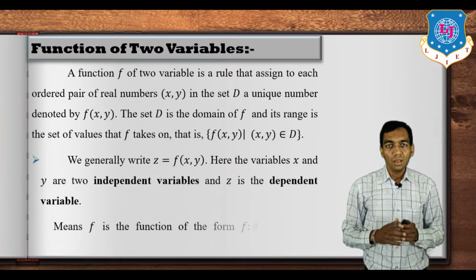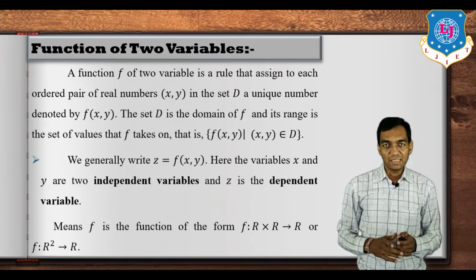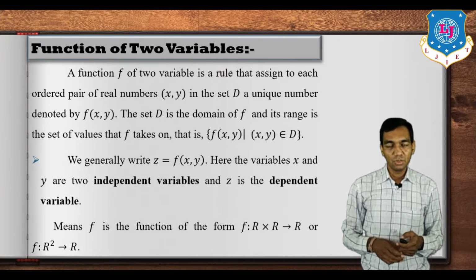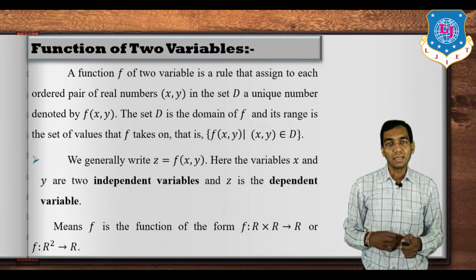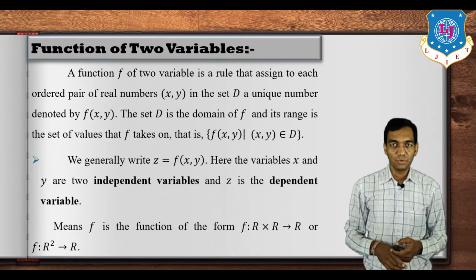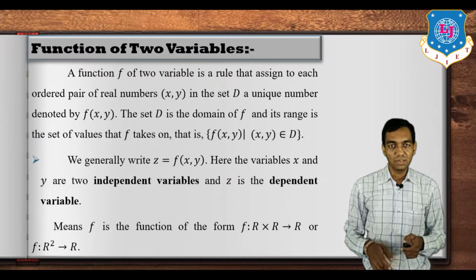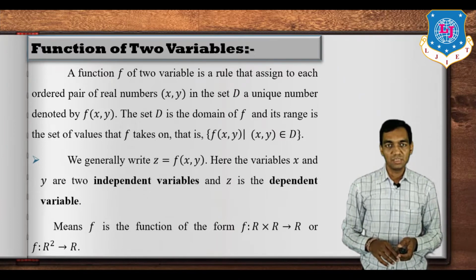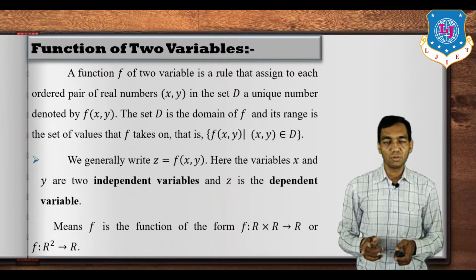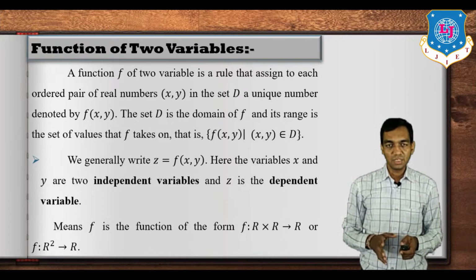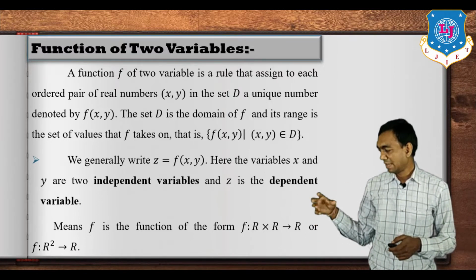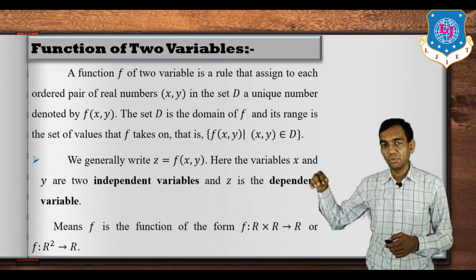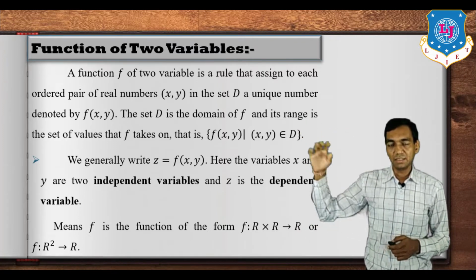Now, whatever x comma y belongs to the domain D, that is called the domain of the function f, and whatever values of f you have at points x comma y, the set of those is called the range. That means the set of x comma y such that x comma y belongs to D. We generally write it as z is equal to f of x comma y. That means if you put different values of x and y in the xy plane, then you will get different values of z in the third dimension.